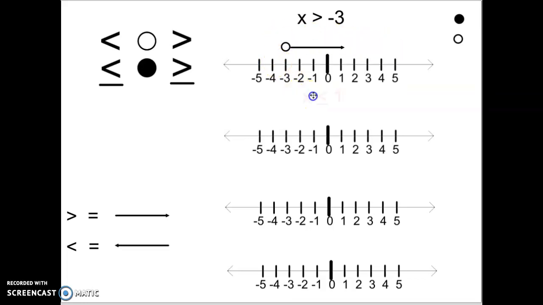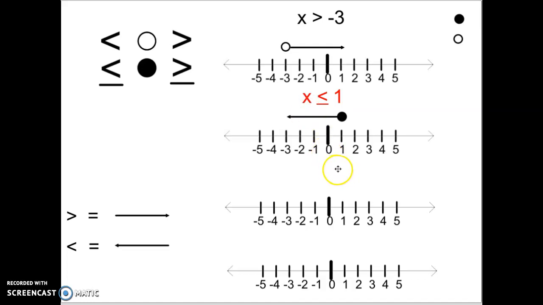Okay, second one, what if we have x is less than or equal to 1? Well, because of the equal sign, we need the filled in circle. That goes on our boundary point of 1, and because it's less than 1, we want to include all the points that go to the left of 1.